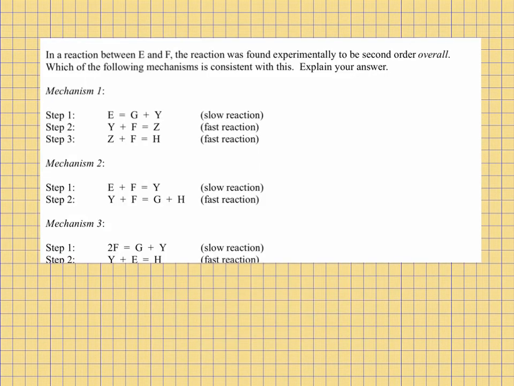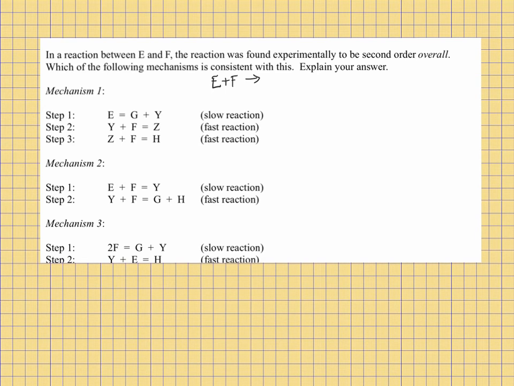So, let's now do some brain teasers. In a reaction between E and F, so let's write that down, we've got E and F forming some products. The reaction was found experimentally to be second order overall. Which of the following mechanisms is consistent with this, and explain your answer?